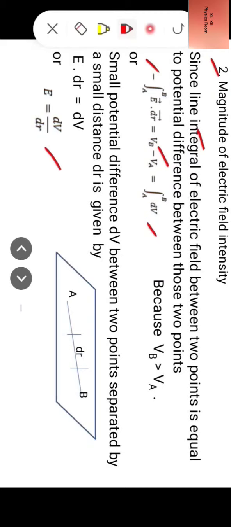Or a small potential difference dV between 2 points separated by a small distance dr is given by the expression E dr equal to dV, or E is equal to dV by dr. So this is how we have the magnitude of electric field E equal to dV by dr. We call it the potential gradient also sometimes.